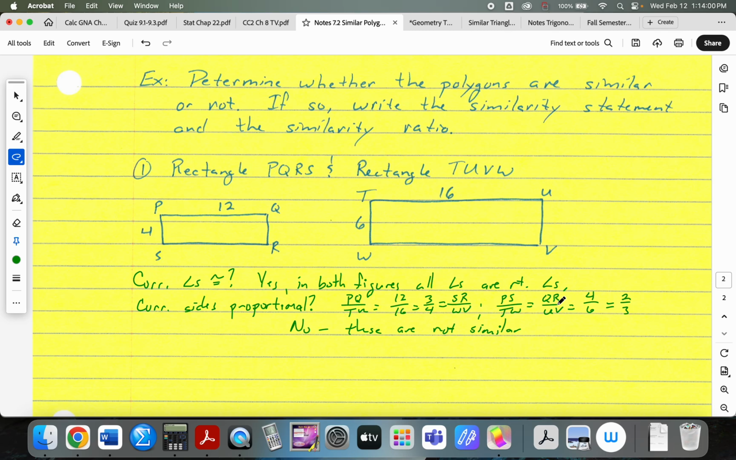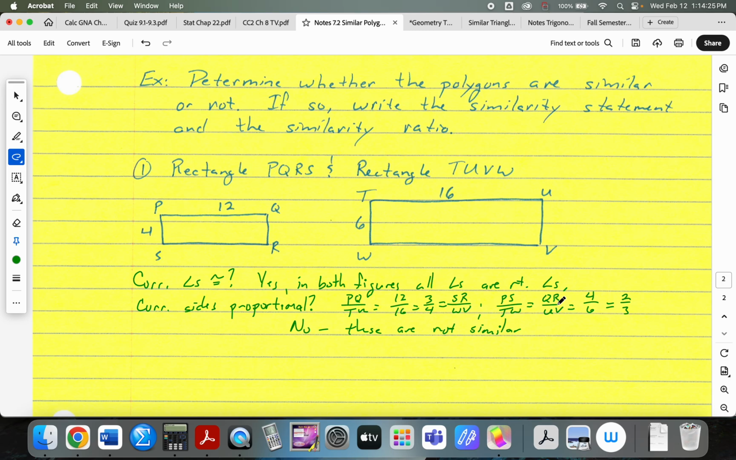Not all rectangles are similar. Are all squares similar? Yes. Because the corresponding angles are going to be congruent. That's not a problem. And the sides have to be proportional because the ratio is going to be the same, whatever the side lengths are, because they're all the same.